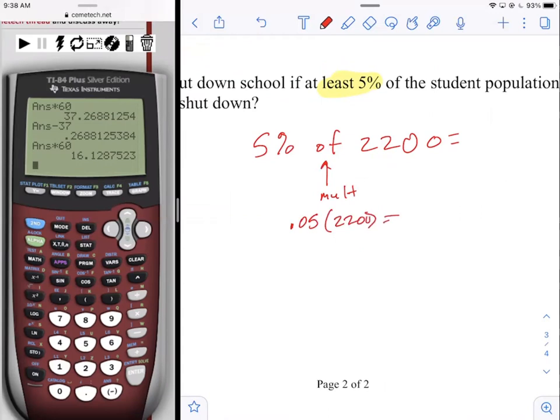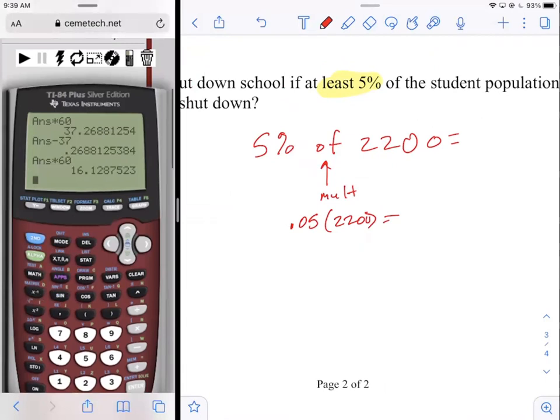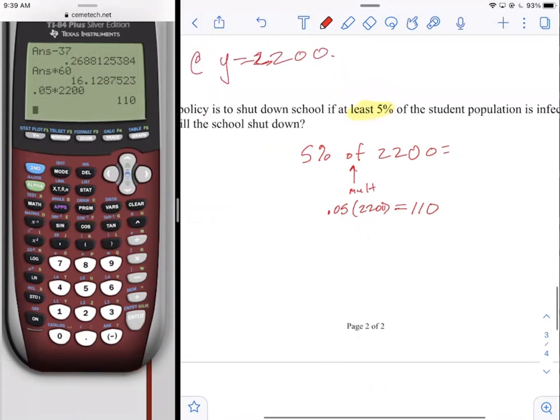So let's do that first. We're on the home screen. 0.05 times 2,200. So that gives us 110 students. So if at least 110 get infected, the school's shutting down. Well, now I have a what value? Is 110 a student value or a day value? It's a student value. You don't have to put students there because that's not your final answer.